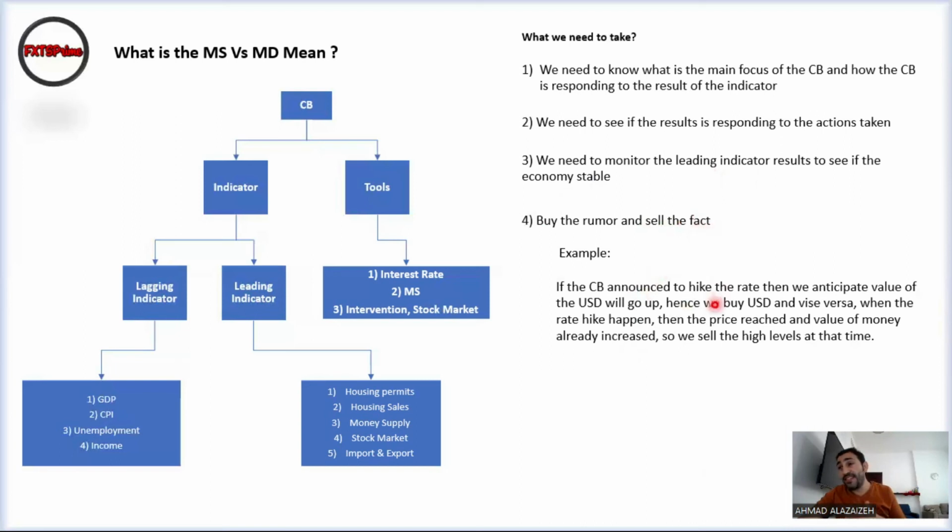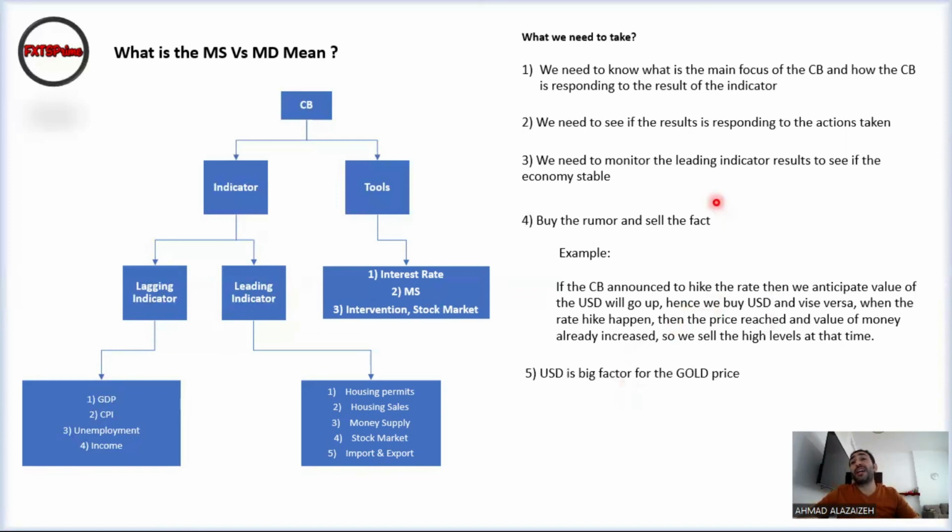Announcement came for the interest rate hike we anticipated. Based on our anticipation, we have bought the currency. After buying the currency, the interest rate was raised. When they have raised it, already everybody has bought the currency and reached the maximum level. Then when they have raised the interest rate, the price goes down because that is the sell of the fact.